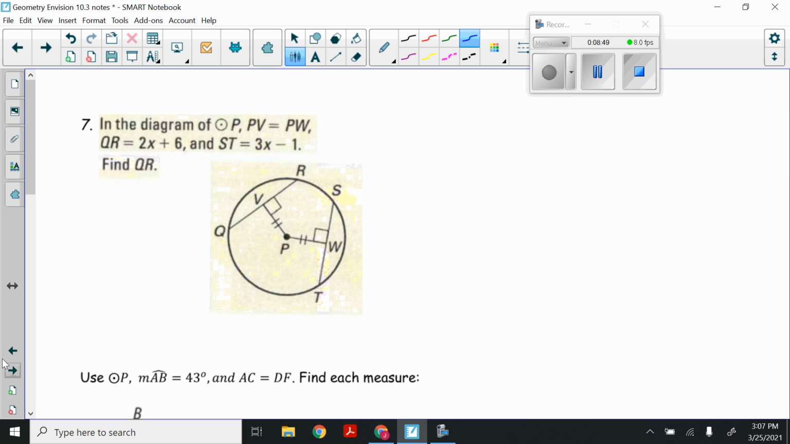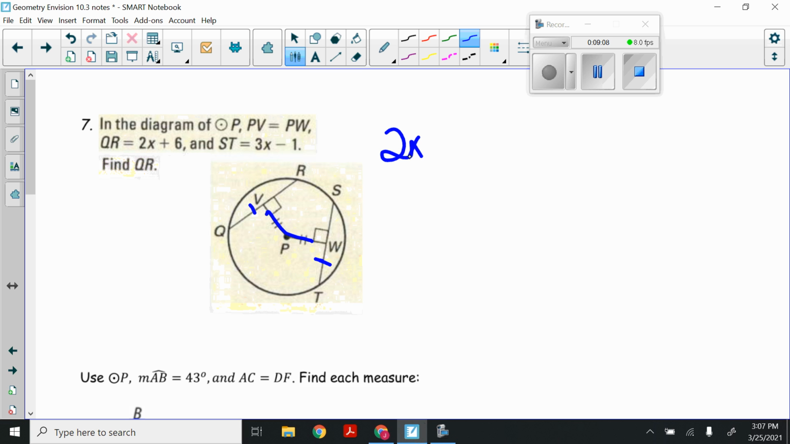Last page of notes. Number 7, in the diagram, circle P, PV equals PW. QR equals 2x plus 6, ST equals 3x minus 1. Find QR. They are the same distance from the center, so that means that they are also congruent.